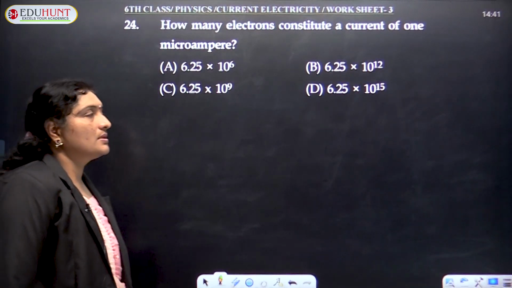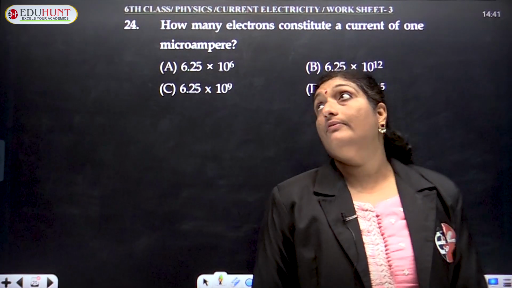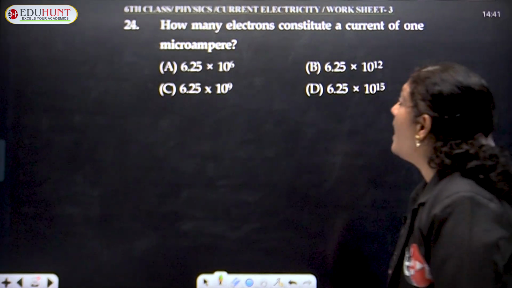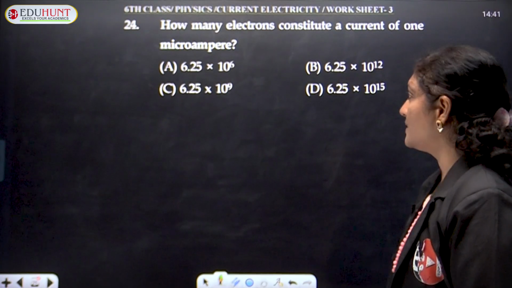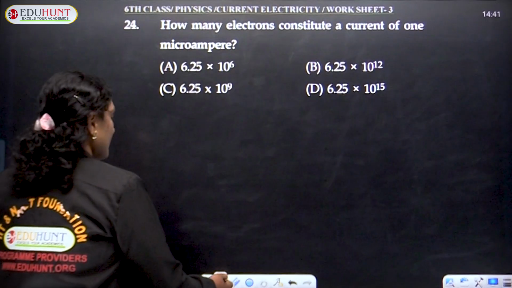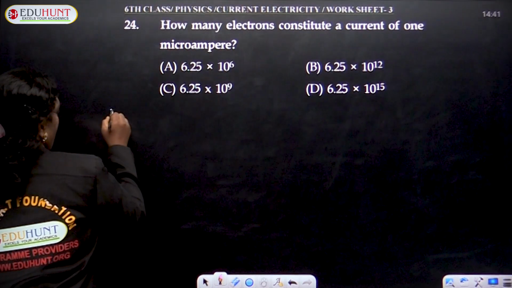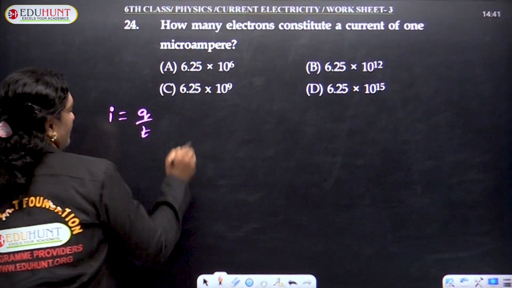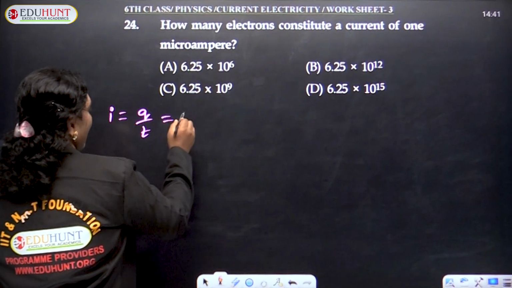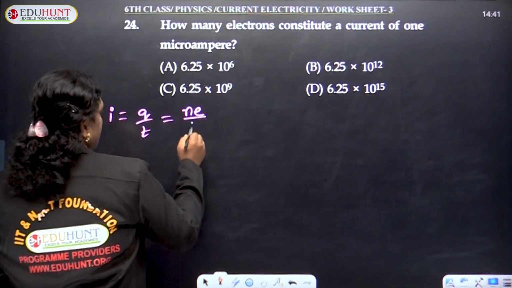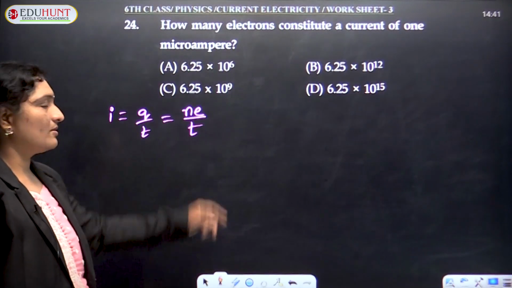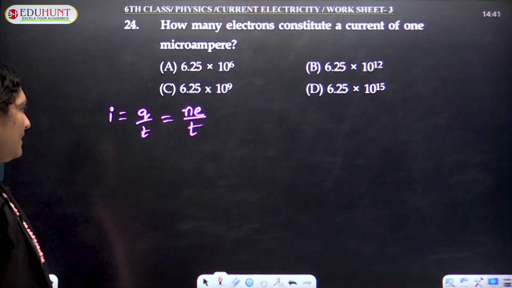How many electrons constitute a current of 1 microampere? So, what are you asked to find out, children? How many electrons constitute a current of 1 microampere? What is the formula for current, children? We know that I is equal to Q by T. Very beginning fundamentals we have discussed. So, I is equal to Q by T and the value of Q is equal to plus or minus NE. So, NE upon T. Hence, I can be written as number of electrons times charge upon the time taken.